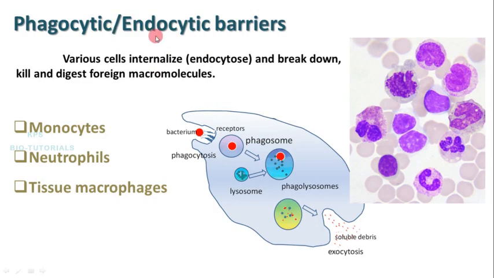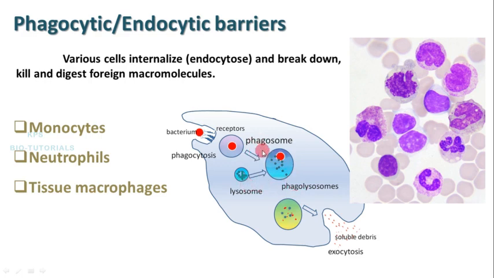Then the phagocytic or endocytic barriers. In our blood, there are phagocytic cells, namely monocytes and neutrophils, and in tissues there are tissue macrophages. These types of phagocytic cells can engulf the invading microorganisms, which are endocytosed within these phagocytic cells, and they get destroyed. These pathogens get destroyed within the phagocytic cells. That process is said to be phagocytosis.